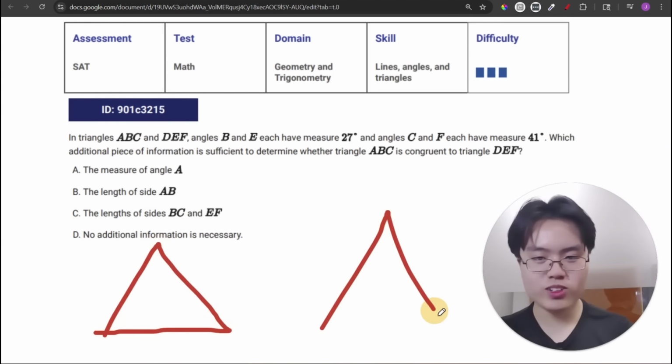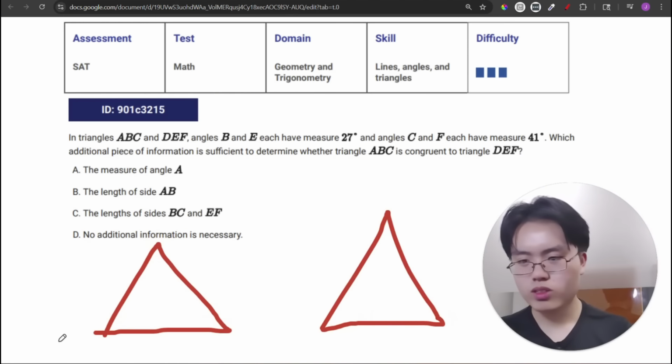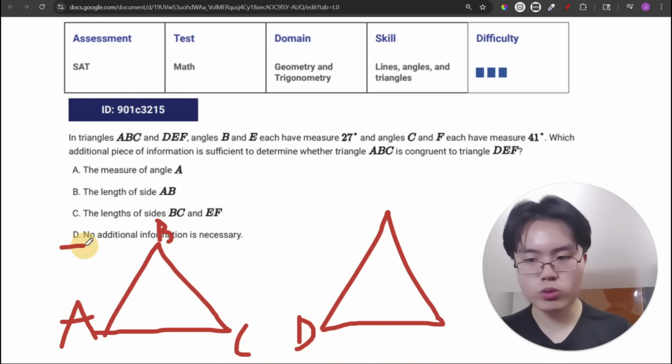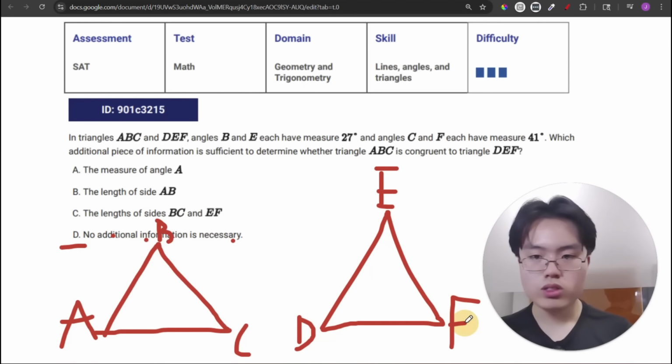Okay, so here's a triangle, A, B, C, and then D. And by the way, I have seen a question where D, no additional information necessary, was the correct answer. So don't just eliminate that. Anyways, we have angles B and E, so we know these are the same.